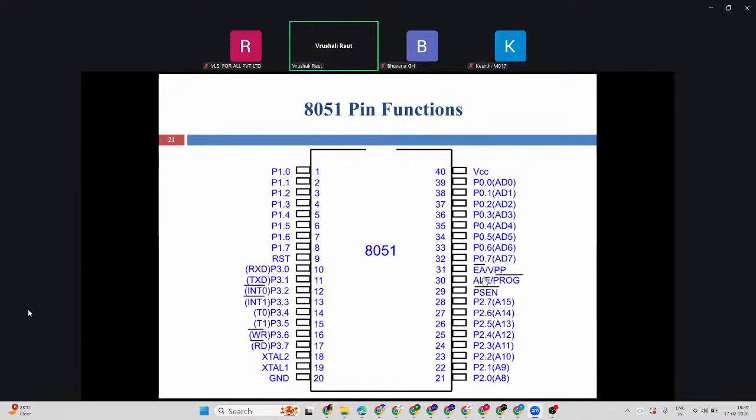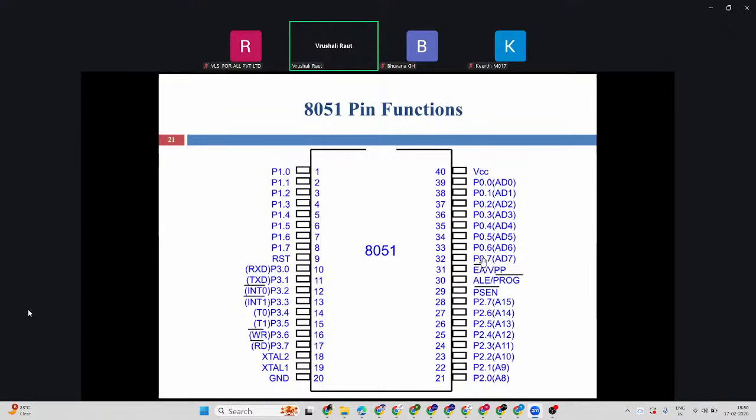Then pin number 30 is ALE. ALE is active high, as well as it is used for PROG bar. Means if pin number 30 is connected to 1, means what? VCC, high voltage, then the ALE signal is going, whereas if it is connected to 0, then the PROG signal is going. Okay, then pin 31 is EA bar. Again, we have checked this EA bar if you remember, and VPP is there.